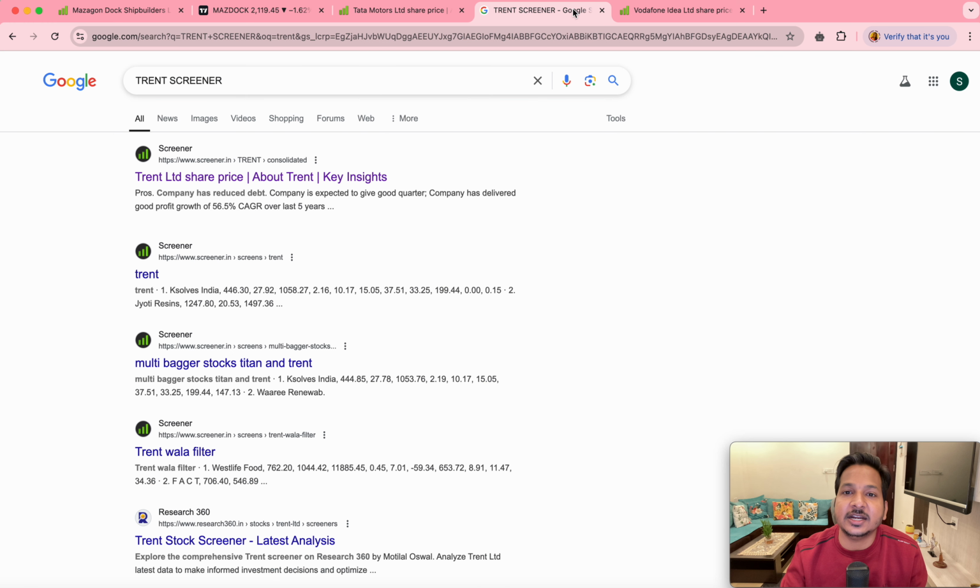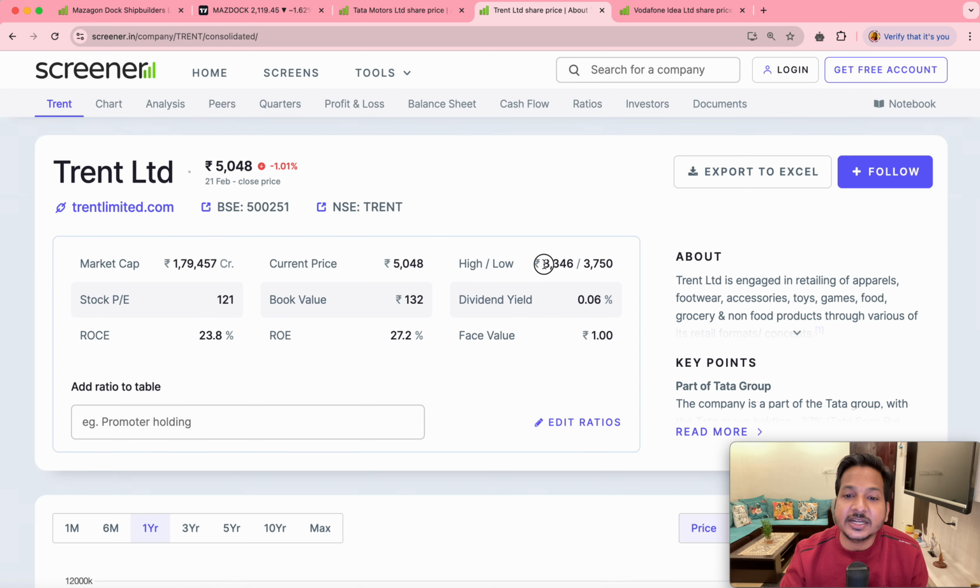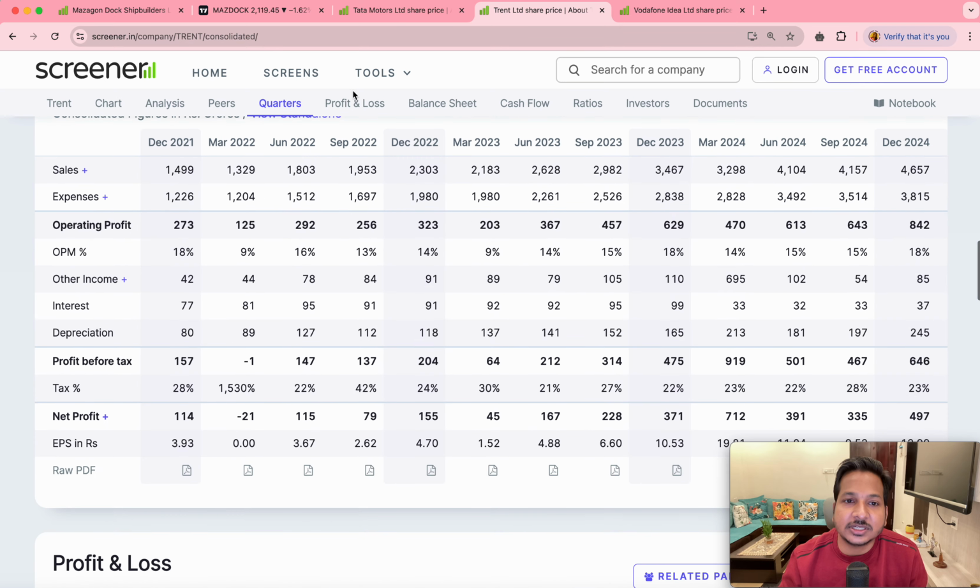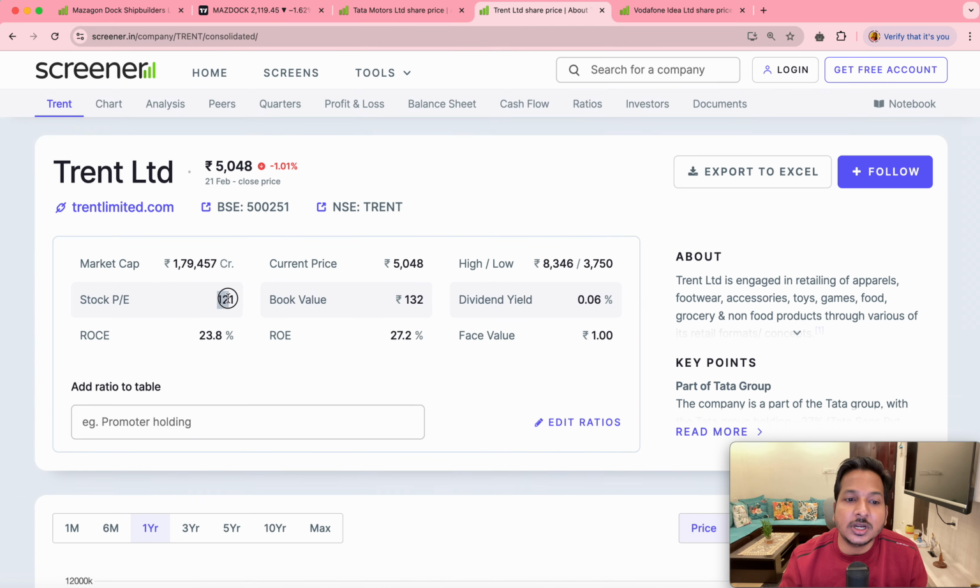The third case is Trent, which runs Zudio and Westside. If you see Trent's data, it made a high of 8,300. Suppose somebody bought at that high level of 8,300, and now the stock is almost 40% down. It is 5,000. Why did such a correction come in such a good stock? Because the profit growth has decreased. If you go to the profit and loss statement, you see the PE ratio is 121. The 121 PE ratio is there even now. This is after correction. Before correction, it may have been around 180 or 200. But even now the stock PE is 121.